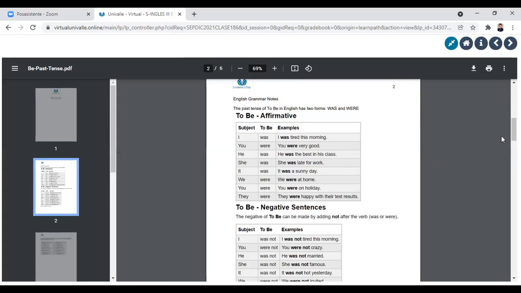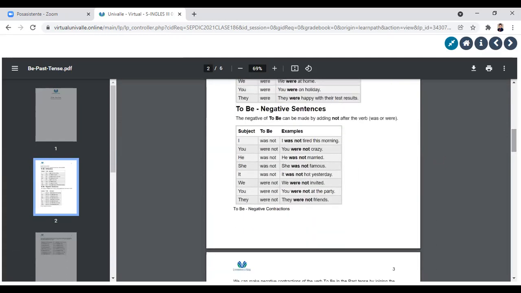For negative sentences using the past tense of the verb to be, the negative can be made by adding not after the verb. In this case, was not or were not. I was not, you were not, he was not, she was not, it was not, we were not, you were not, they were not. For example, I was not tired this morning.